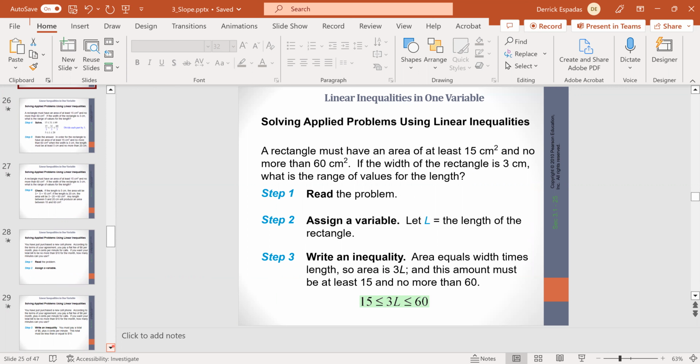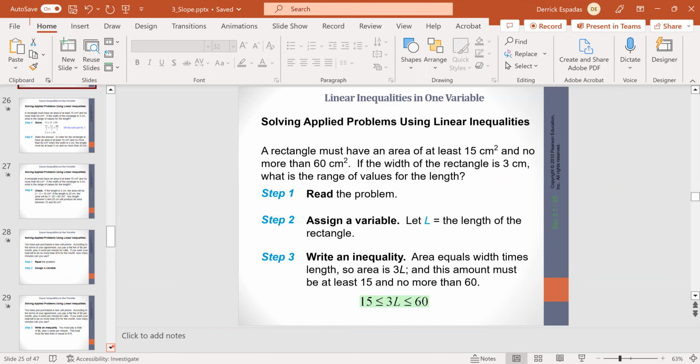I suggest rereading it a second time just to see if you notice anything that you didn't the first time, because you probably read the first time very quickly. So then we assign a variable, and our variable can be anything. In this case, since we're talking about length, let's make the variable L, and L will equal the length of the rectangle. So let's write an inequality using what we learned in the previous slide of what these words mean and how we translate them into symbols.